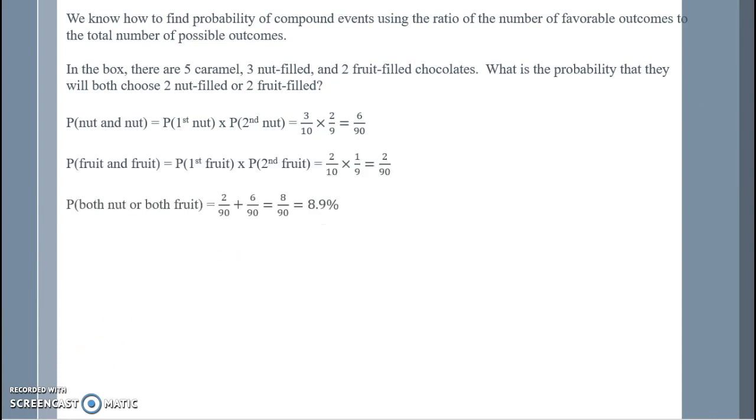Now we need the fruit and fruit. So if the first student chooses fruit, there are 2 out of 10 which are fruit. And if the second also chooses fruit, one of the fruit is already gone, so I only have 1 out of 9 chocolates left to choose from which are fruit. So 2/90. Again, we add them together. So 2/90 plus 6/90 is 8/90 or 8.9%.